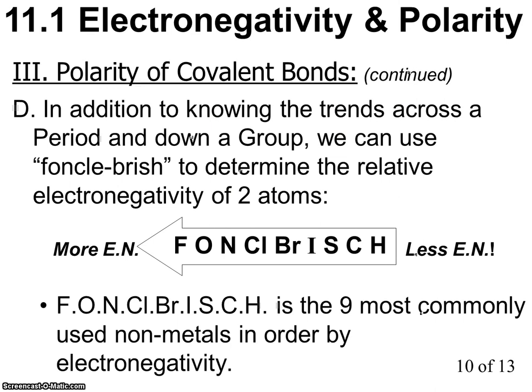So in addition to knowing the trends across and down, we can also use this term Funkelbrich to determine the relative electronegativity of two atoms when we're talking about the 9 most commonly used nonmetals. So Funkelbrich, as you can see, is fluorine, oxygen, nitrogen, chlorine, bromine, iodine, sulfur, carbon, hydrogen. The atoms in the front, fluorine being the more electronegative side of the Funkelbrich term, and the ones in the back, hydrogen, is the least electronegative out of all of these.